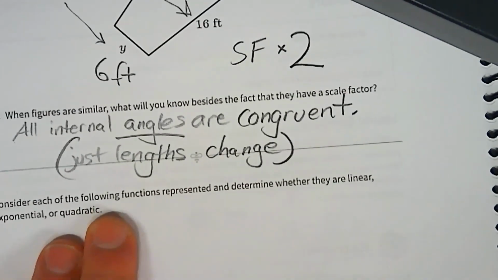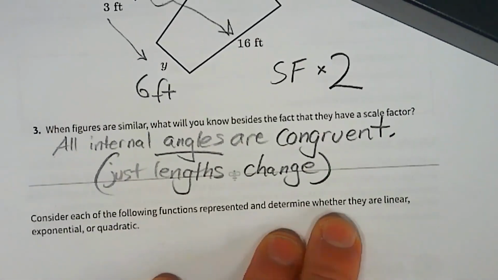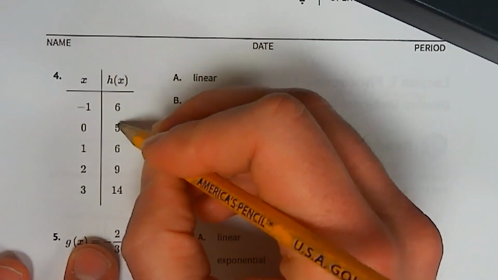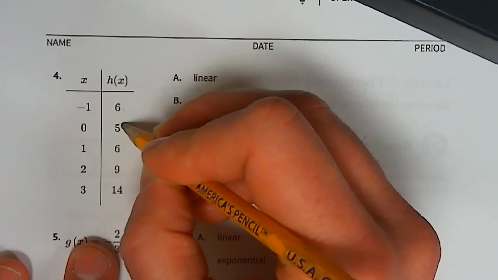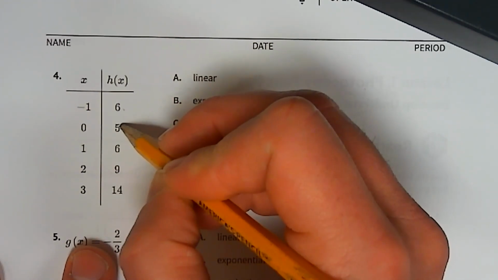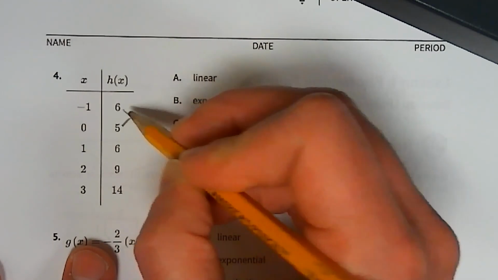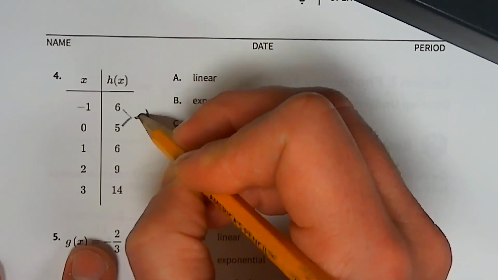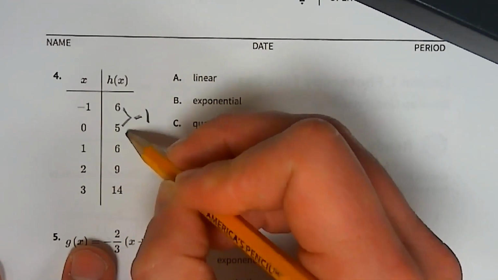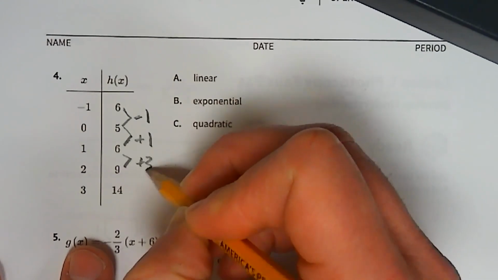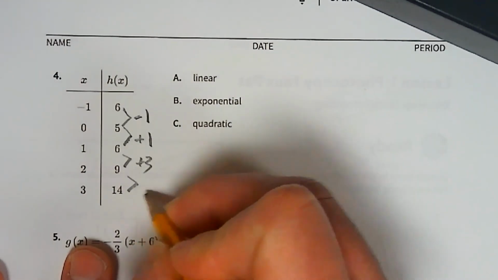Okay, I skipped the instructions for this. Consider each of the following functions and determine whether they are linear, exponential, or quadratic. The way we determine this is looking at the differences. So remember, this is 5. How is 5 different from 6? 5 is down 1. You have to subtract 1 to get rid of 5. But then you add 1 to get back up to 6, and then add 3, and then add 5.